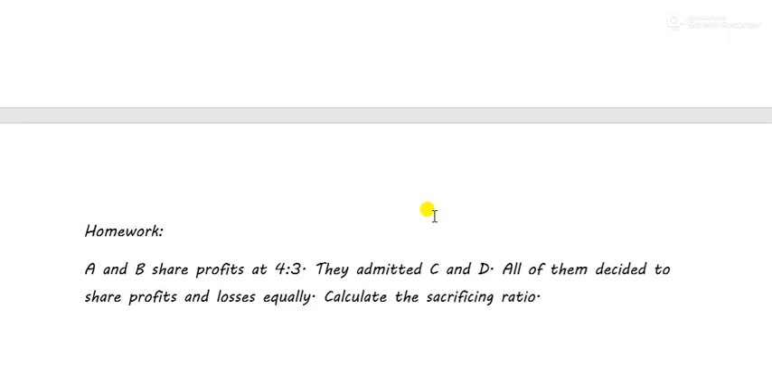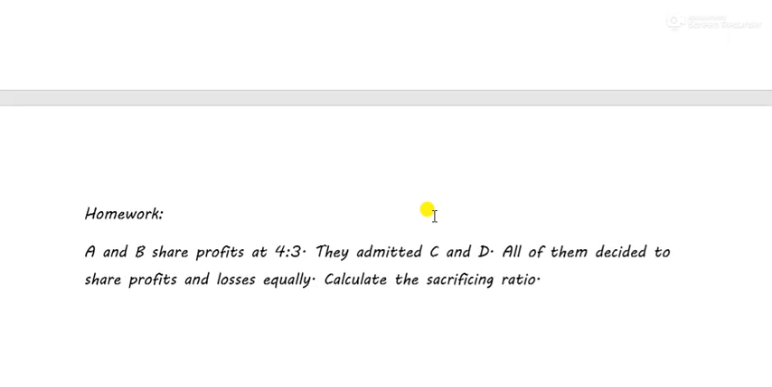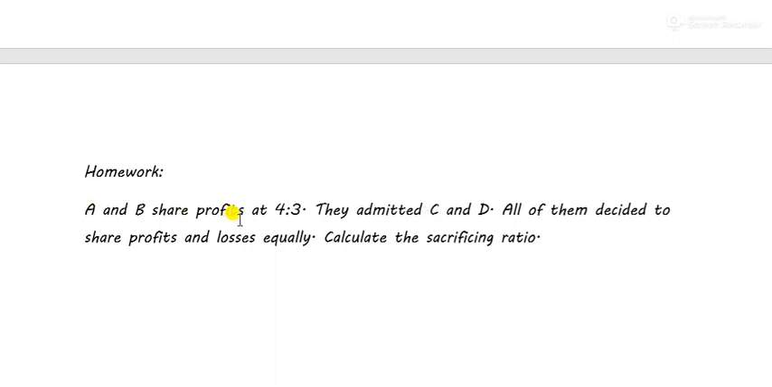This is the homework for today. You have to calculate the sacrificing ratio. A and B are sharing profits at 4 to 3, and C and D enter, and all of them decide to share profits equally. Means 1 is to 1 is to 1 is to 1. Now calculate the sacrificing ratio.